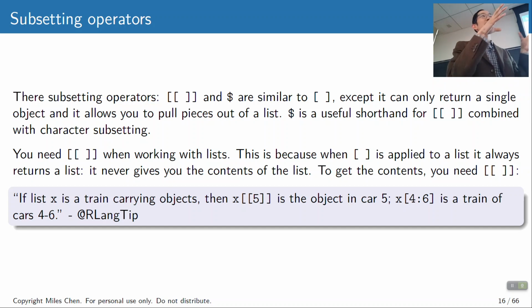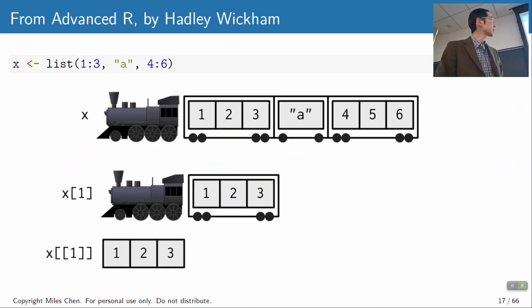You have list elements. The list elements are like train cars. Inside each list element, you can have another object. So here's the illustration. Here we create a list X, and there are 3 cars in this list. The first train car has the vector 1, 2, 3. The second train car has the letter A. The third train car has the vector 4, 5, 6.